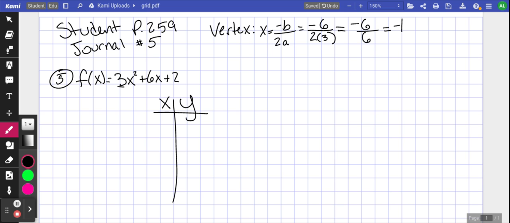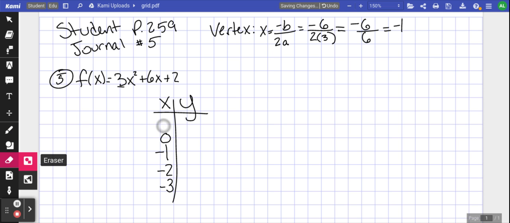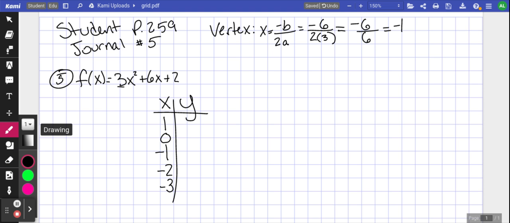So that's going to be the first thing I put in my XY chart. I'm going to plop that right in the middle of my XY chart. I'm going to go from -1 up to 0, and then 1, and then lower: -2, -3. I want -1 to be right in the middle of all my values. I want 2 numbers higher than that and 2 numbers lower than that. I want the 2 on either side of my vertex, and that's going to be the easiest way for me to graph.